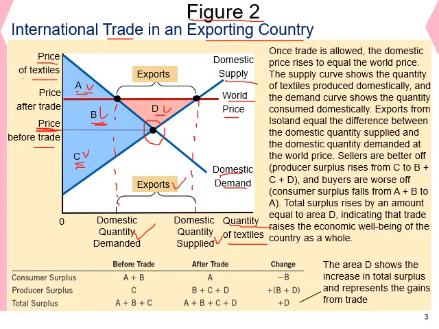Therefore, with trade, the welfare of the economy will increase. In that case, D is the additional surplus, so the country will benefit from that. This indicates that with trade, the economic well-being of a country as a whole will increase.